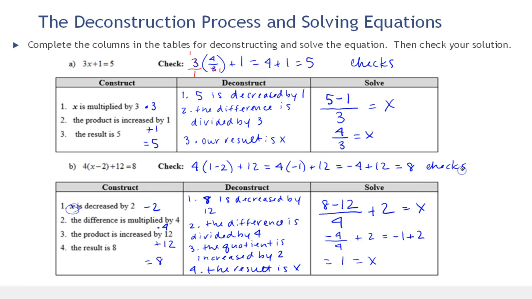Okay. And let's just take a moment to see how this progressed. Okay, so notice when we put 1 in, we decreased it by 2, so there's the 1 minus 2 to get negative 1. We took our difference, multiplied by 4. Okay, that gave us negative 4. We took the product of negative 4 and added 12. That gave us 8, and that was our result. Okay, so by taking the construction equation and deconstructing it using the reverse process, we got the solution for x that makes the equation true.